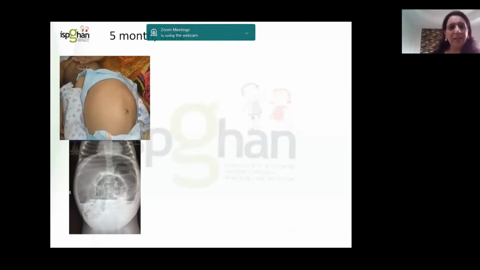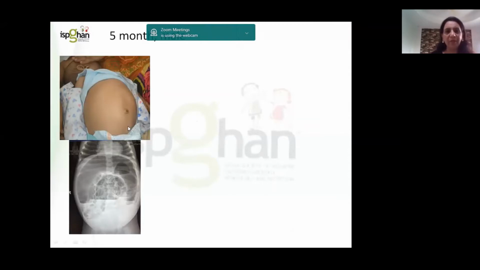A 5-month-old male child was brought to us with complaints of abdominal distension and constipation since birth. This abdominal distension used to occur once the child would not pass stool for 5 to 7 days, and would always require a suppository, according to the parents, to pass the stool. So at the age of 5 months, he was brought to us with similar complaints.